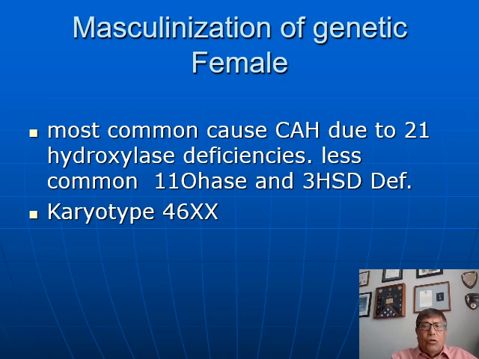Now the last slide: what's the most common cause of disorder of female sex differentiation, or in other words masculinization of a genetic female? The most common cause is congenital adrenal hyperplasia due to 21 hydroxylase deficiency. Less common are 11 beta hydroxylase and 3 beta hydroxysteroid dehydrogenase deficiency. And they are female; their karyotype is 46XX. In the older days they used to call it female pseudohermaphroditism, and that term should not be used anymore. So the most common cause of masculinization of a genetic female is 21 hydroxylase deficiency.